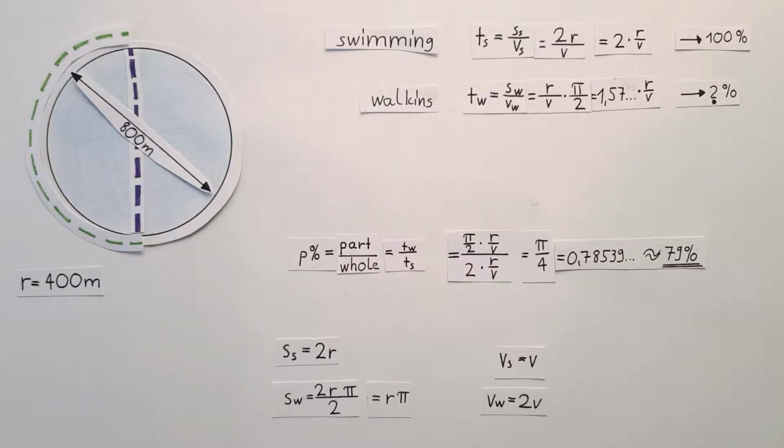Actually, the way to walk is exactly pi half longer. To be as fast as swimming, the runner must be exactly pi half faster, which is about 1.57. But we walk 2 times the swimming speed, so we are faster with walking.